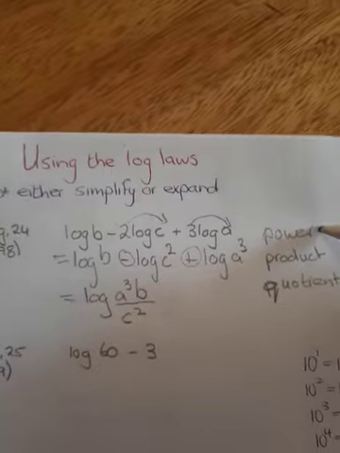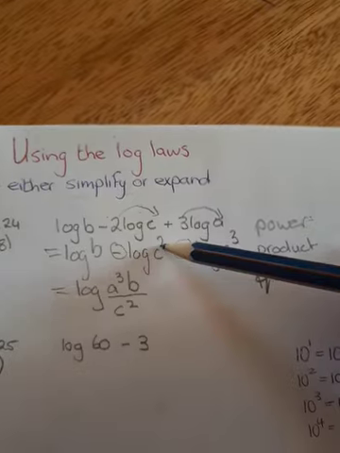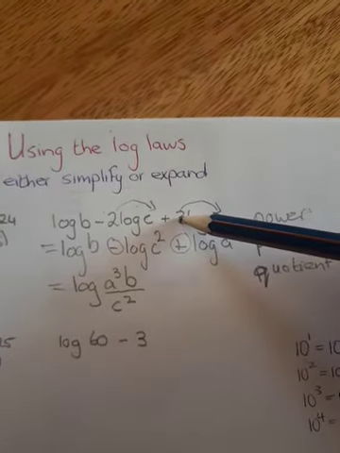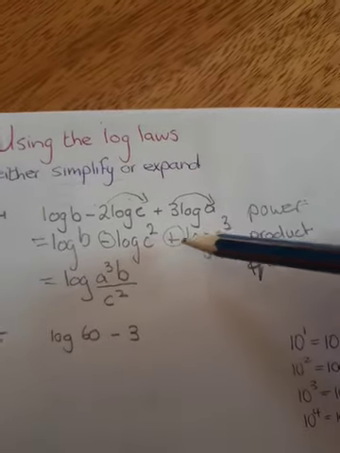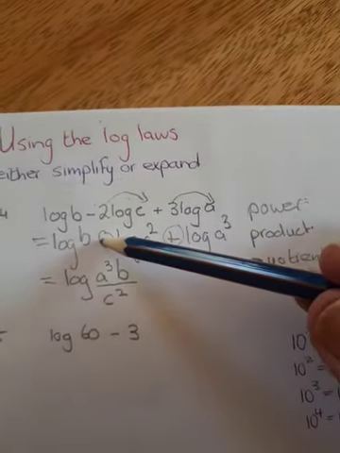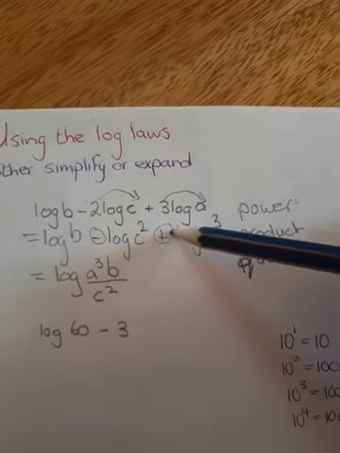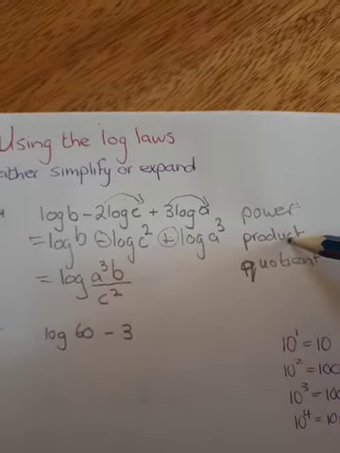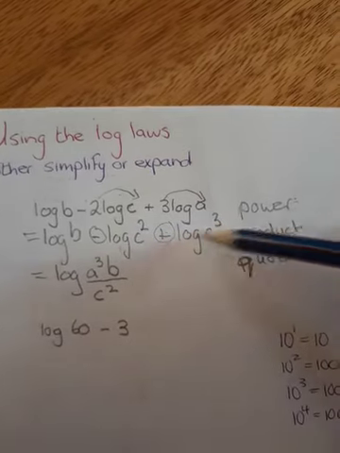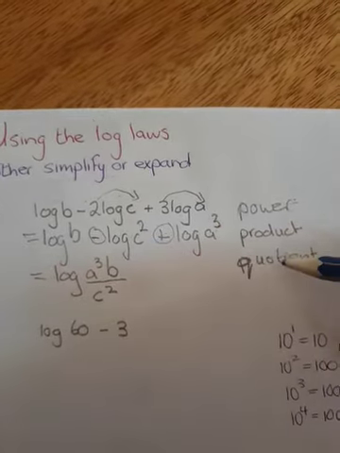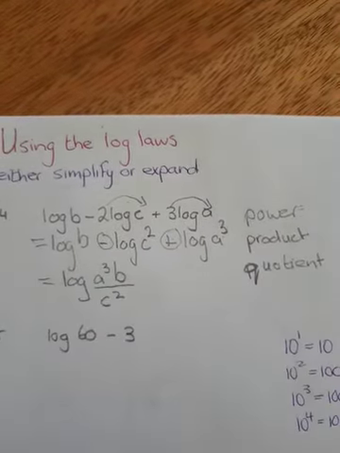So we applied the power law firstly. 2 times the log of C becomes the log of C to the power of 2. 3 times the log of A becomes the log of A to the power of 3. Thereafter, we identify the different logs with your plus and your minus. The plus, remember, is the product law, so we must multiply the B and the A to the power of 3, and the minus is the quotient law, so we must actually divide by C squared.